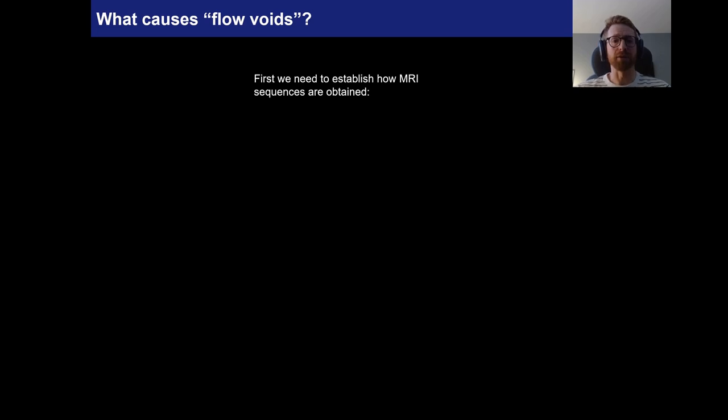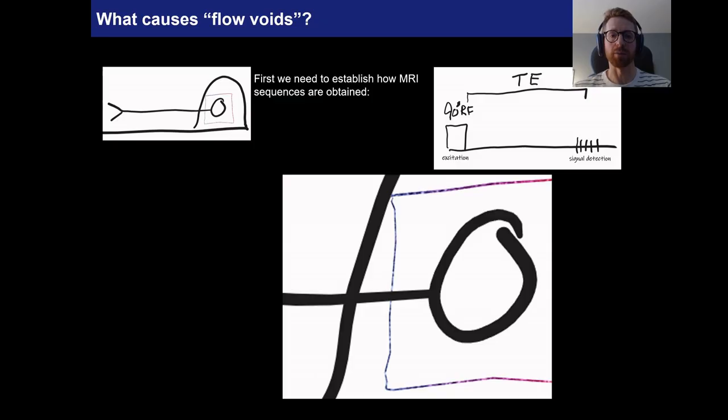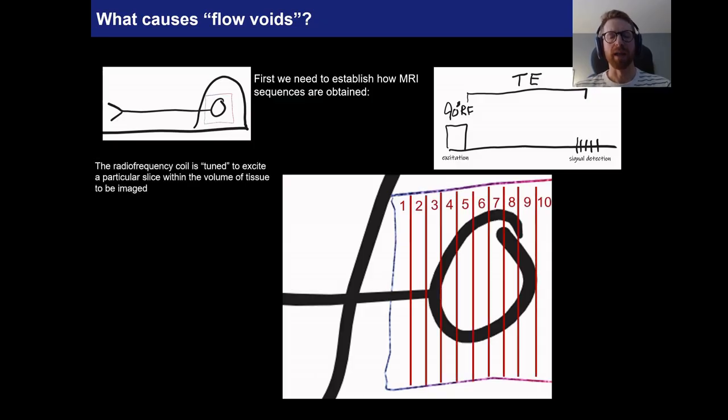So in order to do that, we have to understand a little bit more how MRI sequences are obtained. I haven't talked about this, but for 2D MRI imaging, we're generally applying the 90-degree radiofrequency pulse not to the entire volume of tissue that we're interested in imaging, but just one slice at a time. So let's say that we apply this 90-degree radiofrequency pulse just to slice number 2.